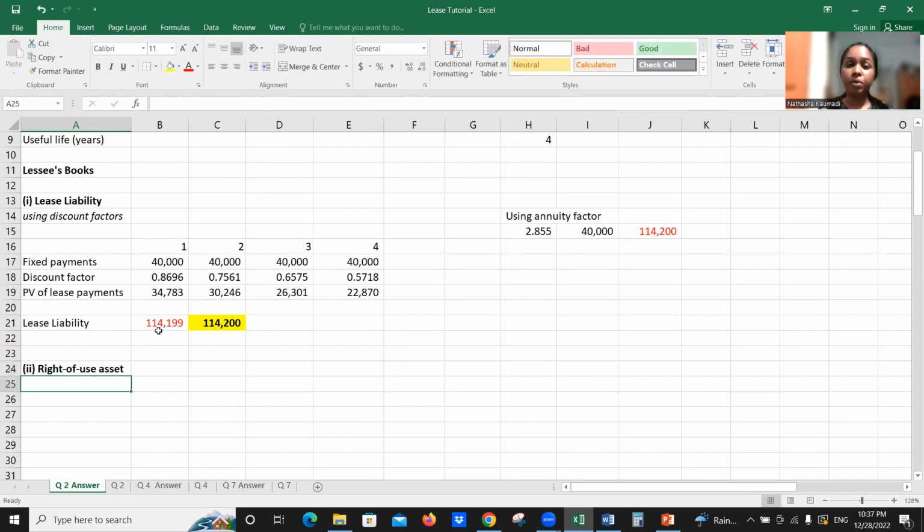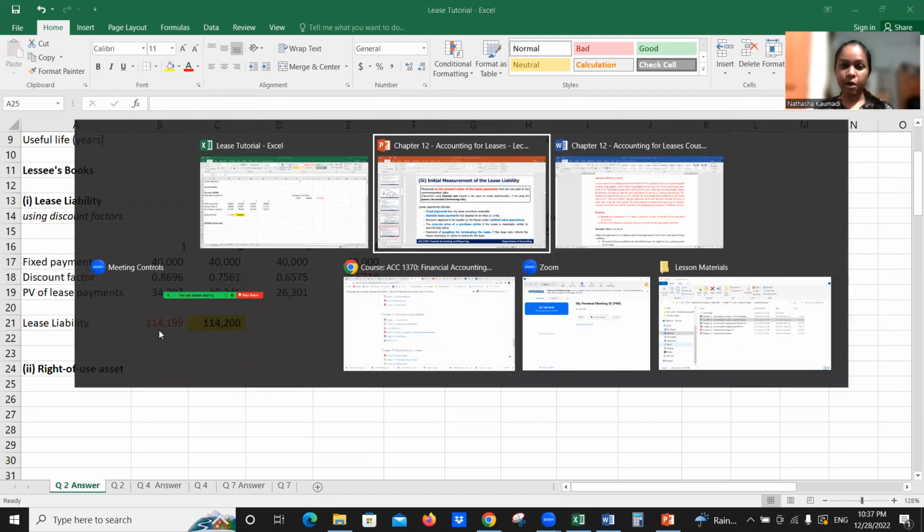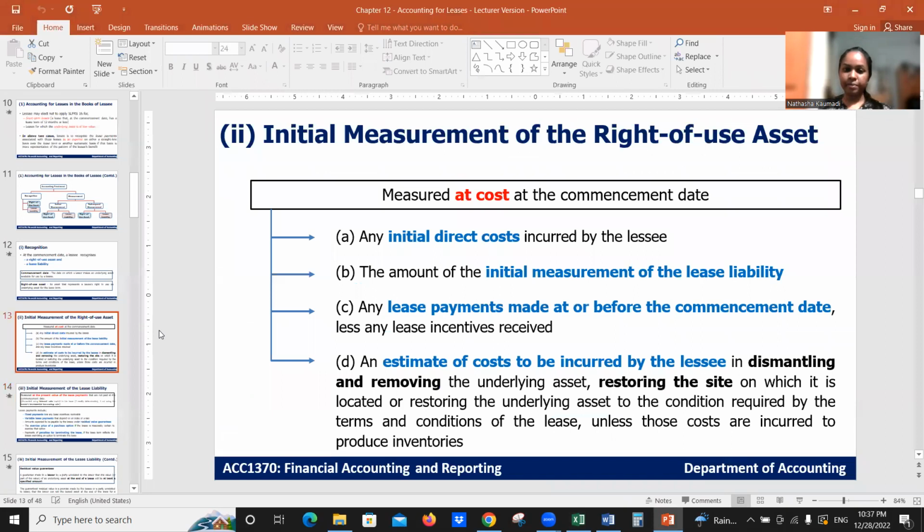Now you need to get the value of the right of use asset. If you go to your slide, what is included in the right of use asset? Basically, you need to take the cost. There are four components. What are those four components? Initial direct cost, for example legal charges. If the lessee has paid some legal charges, that will be initial direct cost. And then the initial measurement of the lease liability.